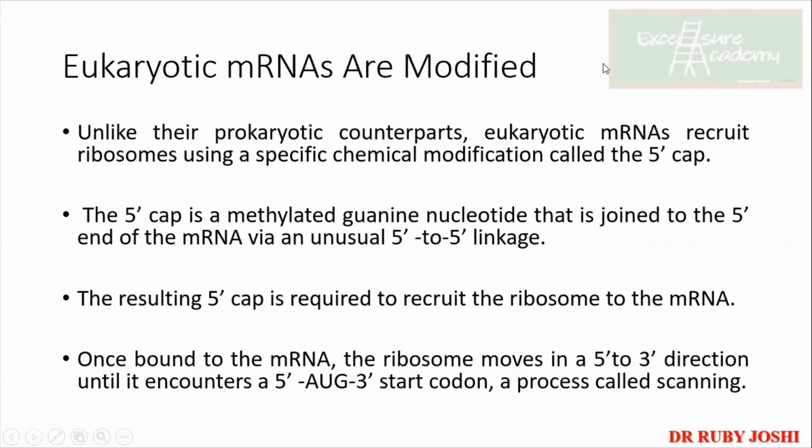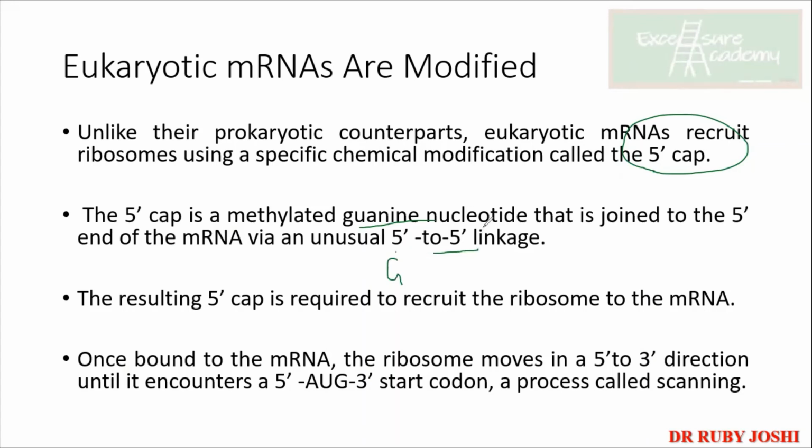Now coming to the eukaryotic mRNAs. So eukaryotic mRNAs are modified. As we have discussed, in the case of eukaryotes, we have the 5' cap, and how is the 5' cap made? There are two enzymes required. If you remember, we discussed that there are two enzymes required. One recruits the guanine, and then you have the methyl transferase, which adds a methyl group. And at the 5' end, in the guanine itself, the 5' to 5' linkage is formed, if you remember.